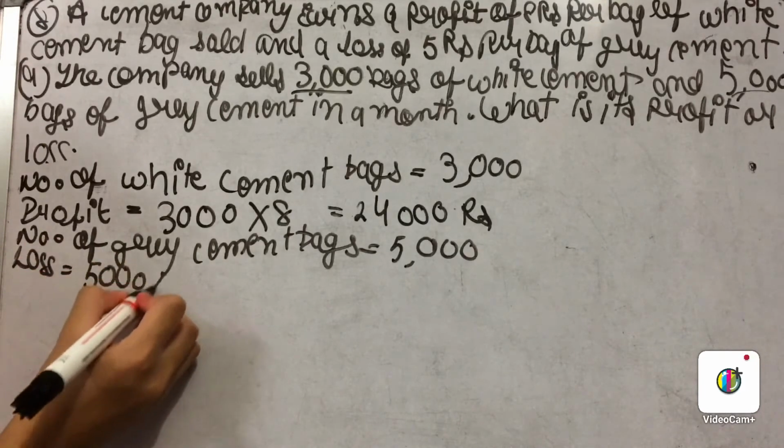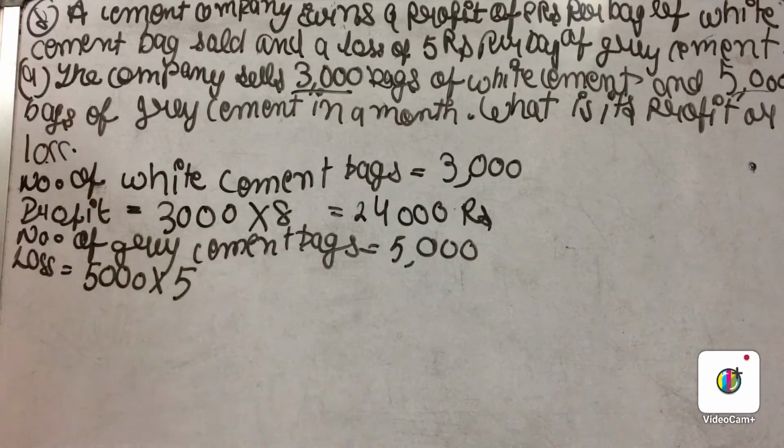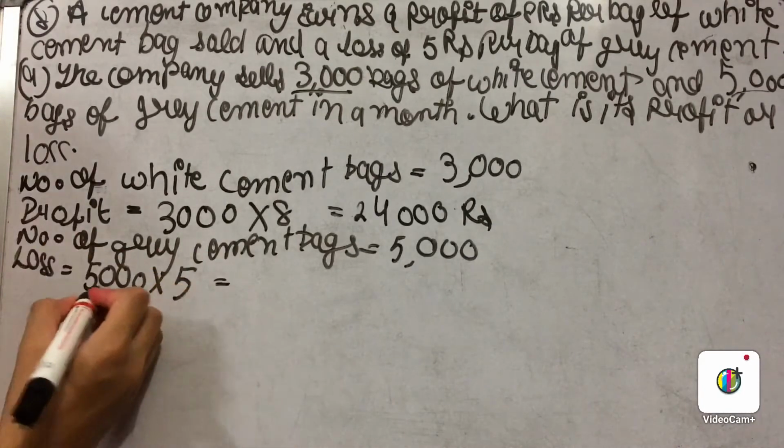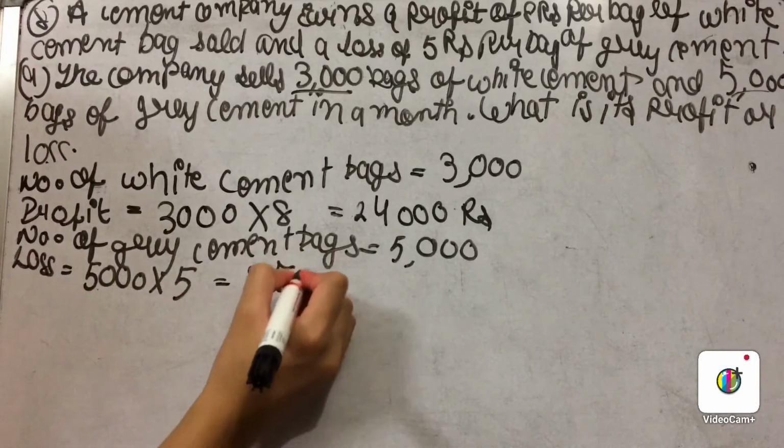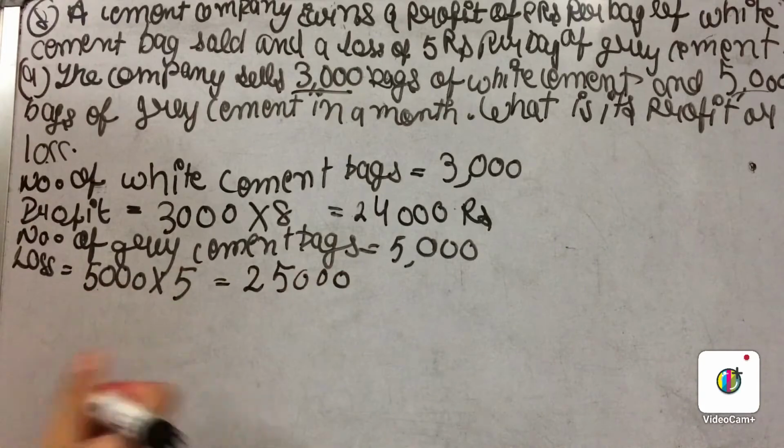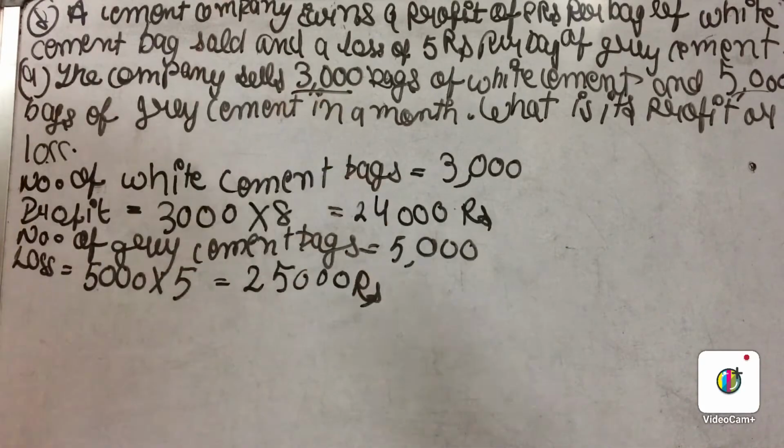5,000 multiplied by 5, because company makes 5 rupees loss by selling grey cement bag. So let us solve it. 5 5s are 25 and 1 2 3, so there will be 3 zeros in the back of 25. So this will be 25,000 rupees.